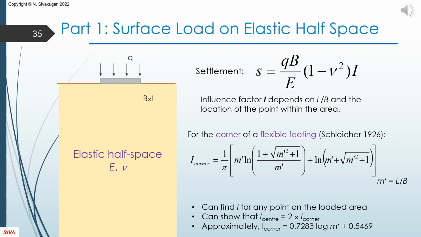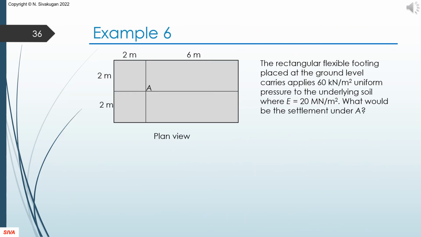The equation at the top is the standard elastic solution for settlement at a point on a uniformly loaded flexible footing. The first case is a surface footing on an elastic half space. We can use Schleicher 1926 solution. The I here is for a corner. Like before, using principle of superposition, we can find the settlement of any point on the footing. Compute the settlement induced by each of the 4 blocks and add them up. We are using the principle of superposition.